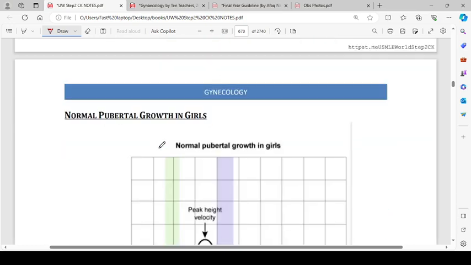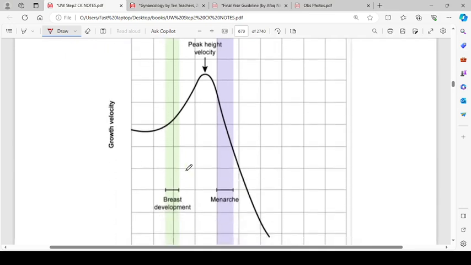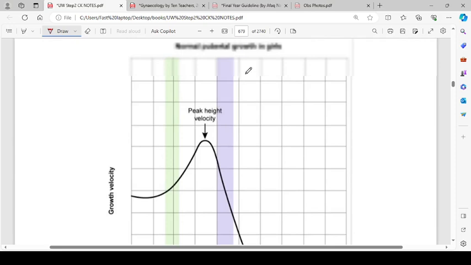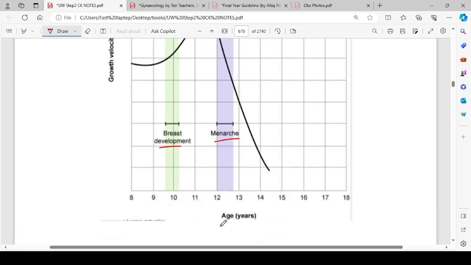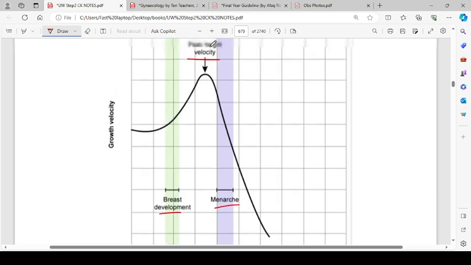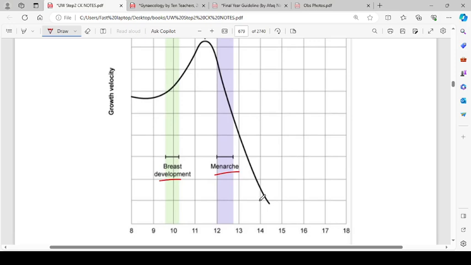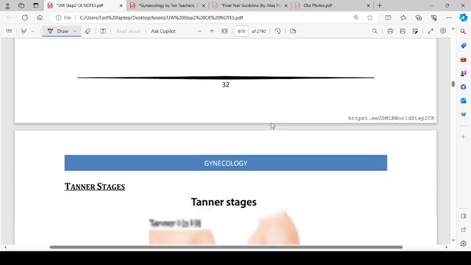Okay. Then we have normal pubertal growth in girls. So this is the growth velocity, peak height velocity, and this is menarche and breast development. So on the age axis in years, there's a growth spurt in girls from about 10 years to 12 years, and there is a peak height velocity, and then the growth velocity reduces all the way down till 15 years, and then they don't grow any further.